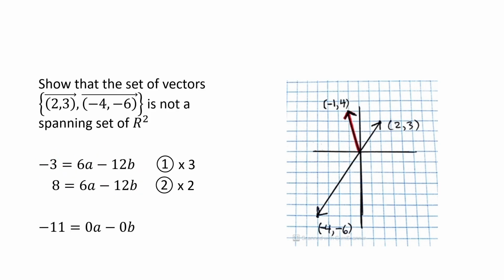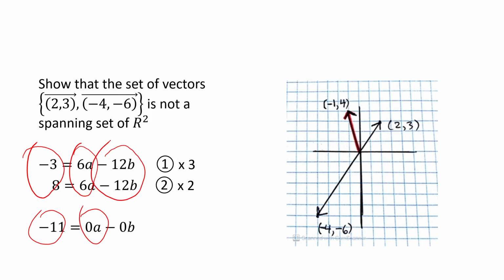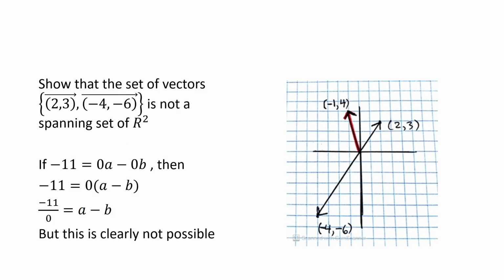So we do that, and what we end up with is -3 minus 8, which is -11, will equal 6a minus 6a, which is 0a, and then -12b minus -12b, which is 0b. So we get -11 is 0a minus 0b, and if we were to factor out that 0, which isn't really making sense, so to speak, but if we factored out that 0, ultimately we see -11 over 0 is equal to a minus b, and that's clearly not possible. There's no way to divide by 0.